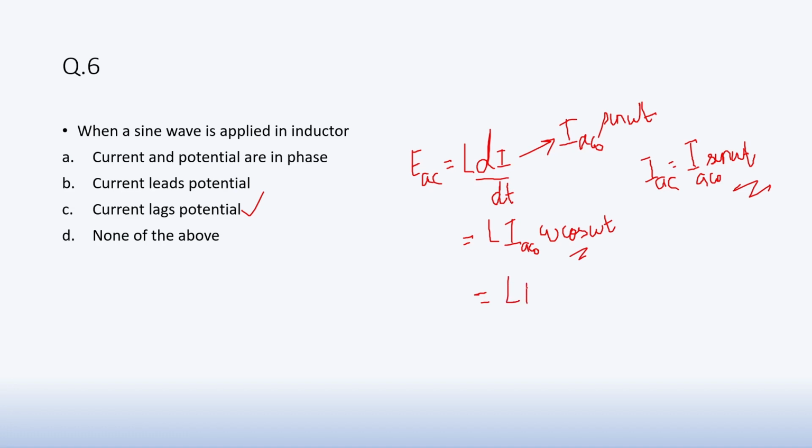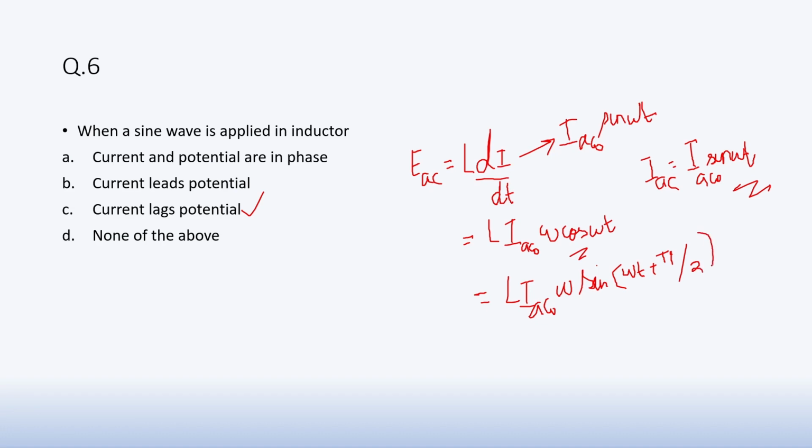L IAC naught omega sine omega t plus pi by 2, right? Sine cos omega t is nothing but sine omega t plus pi by 2.